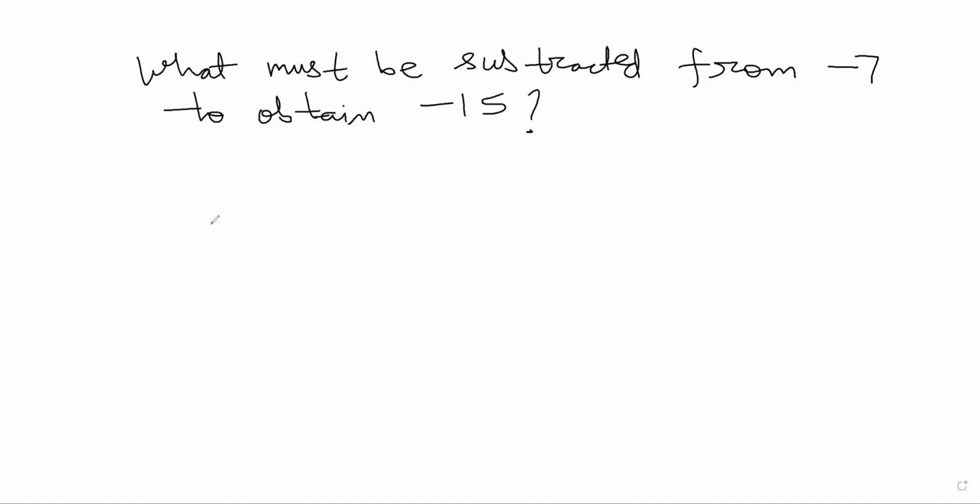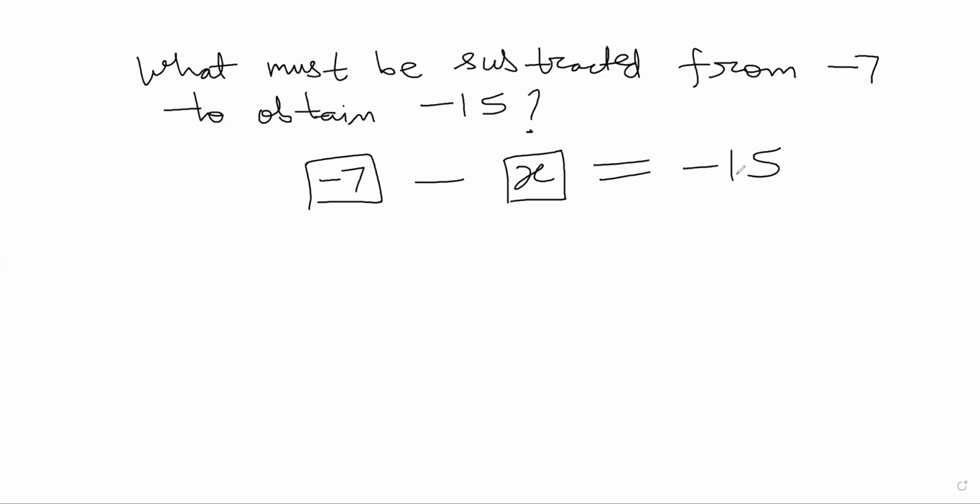Sir, I am getting the answer -8. First two boxes are to be made. Is that understood? Yes, sir. On what must be subtracted means there should be a minus sign here. Yes, sir. Then from -7 means -7 should come here. Is that not understood? If you are subtracting 2 from 5, that will be 5 - 2, na? Here it is already given from -7. So -7 will come first. And what must be subtracted means here it's a question mark, or you can write x here. To obtain means to get, or you can write equal to -15.